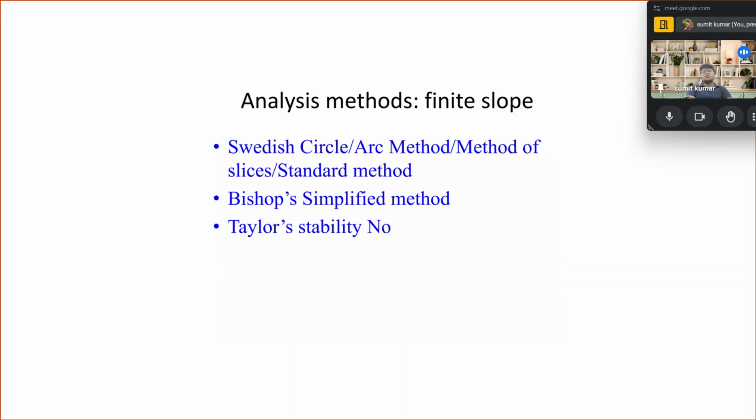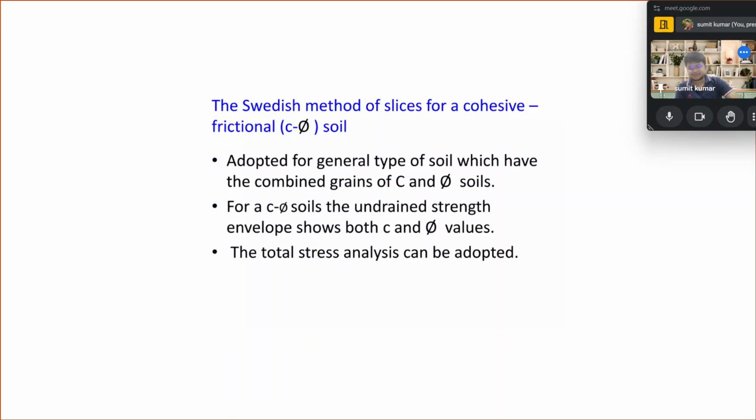Now, when we talk about the analysis methods for the finite slope, the methods are the Swedish circle method, which is also called the arc method, or the method of slices, or the standard method. These are some of the names given to the Swedish circle method. The second method used for the analysis of finite slopes is the Bishop simplified method, which is also a part of the method of slices. And the next one is the Taylor stability number. We go through all of them one by one.